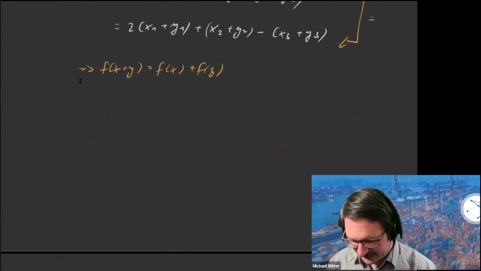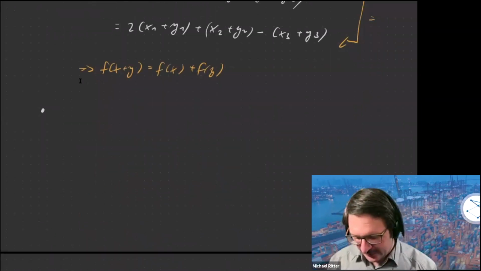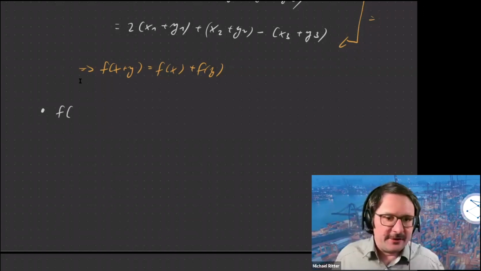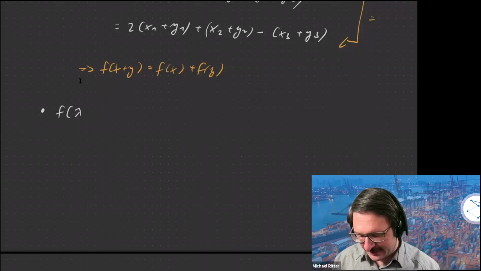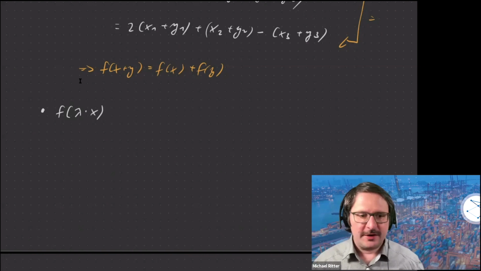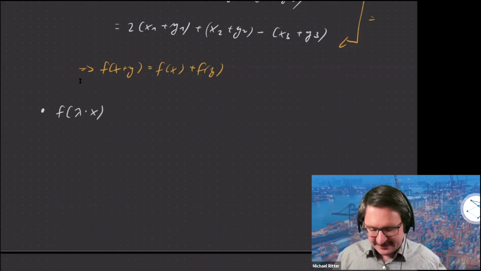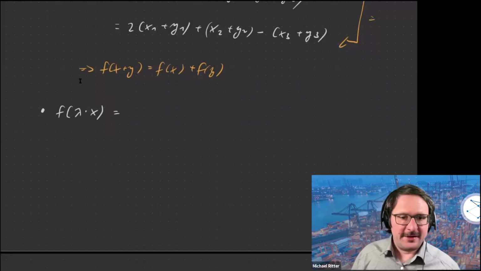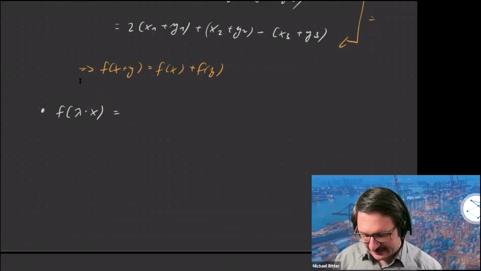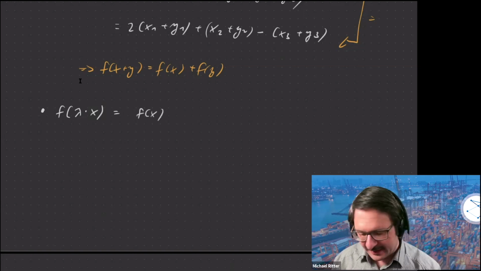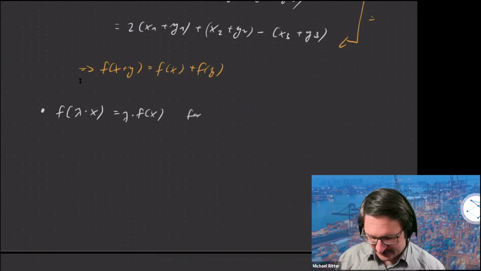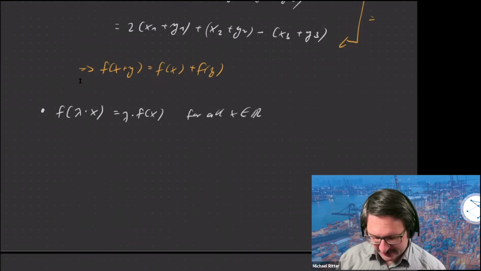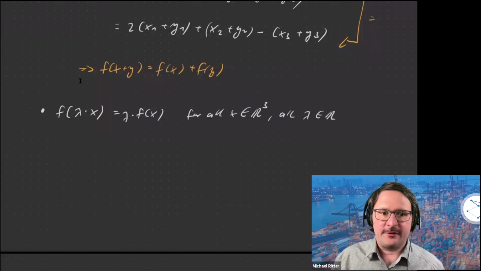And for the second property, we need to take a look at a single vector and a scalar multiple of that. So we take a vector x and a scalar lambda, and we want to evaluate f at lambda times x. The property of a linear mapping is that this is the same as first taking the image of x and then scaling the result by the same factor, lambda. Okay, and that needs to be true for all x in the domain, so in R3, and all lambda in R, all possible scalars of that vector space.